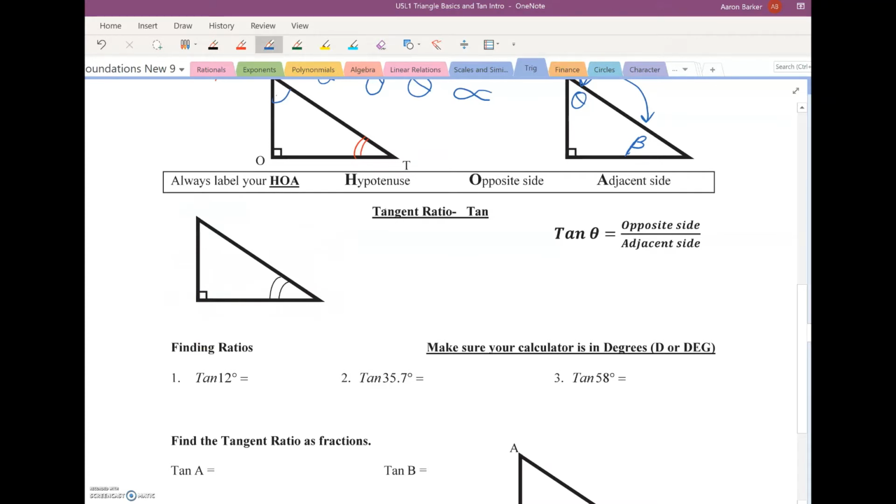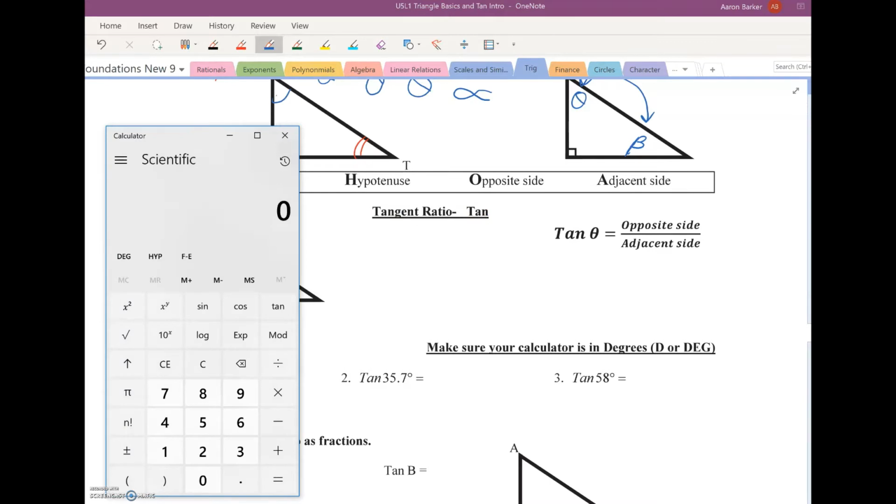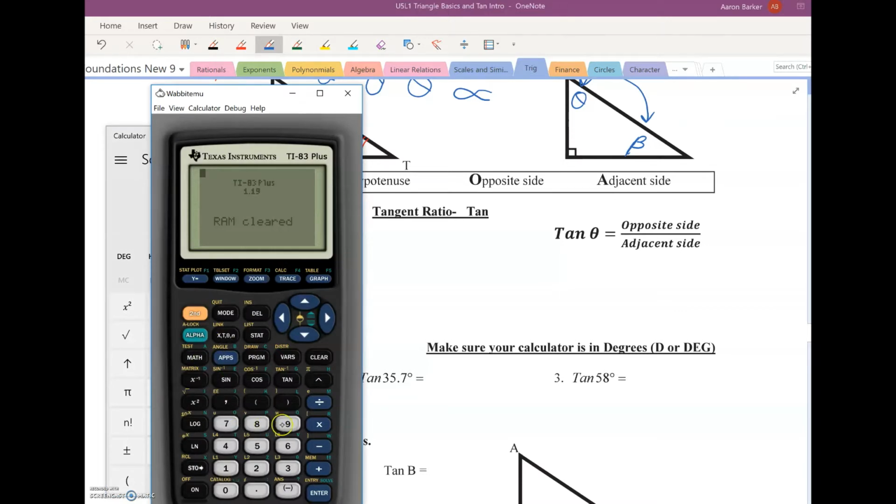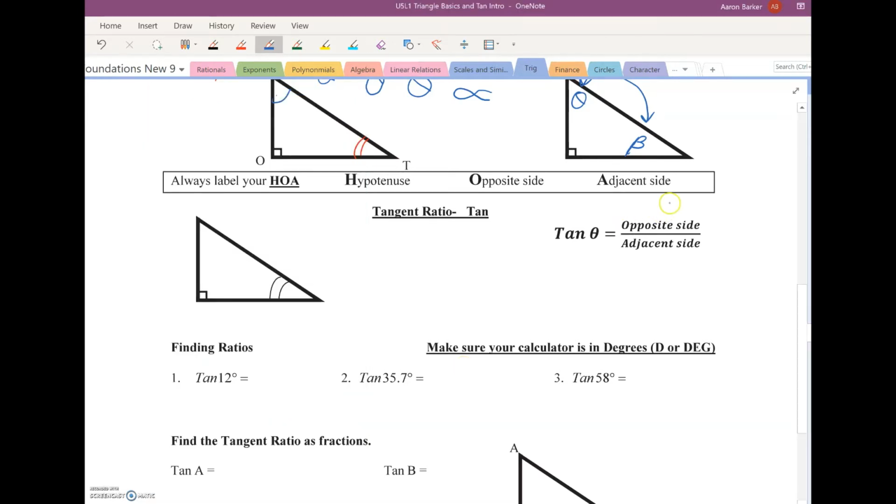Today we're going to look at the tangent ratio. The tangent ratio has the abbreviation tan. This is the word that you're going to see on your calculator: sine, cosine, tan right there. If you have another calculator, like a graphing calculator, you will see that as well, but you'll probably have to go into your apps. Nope, right here: sine, cosine, tan. The tangent ratio is the opposite side divided by the adjacent side.